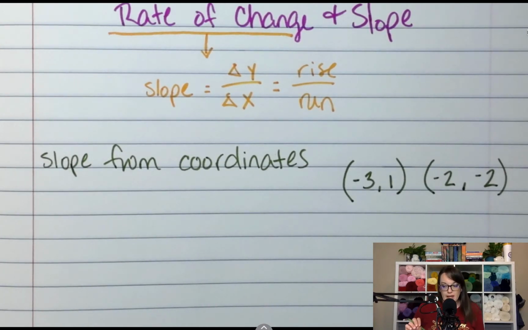Now, slope can be positive or negative. So the hard part here is going to be figuring out if this is going to be a positive slope or a negative slope, but we'll tackle that.